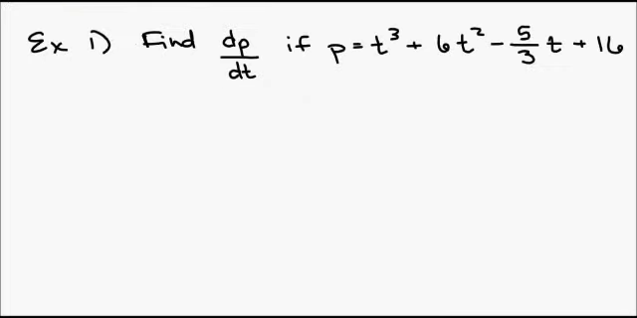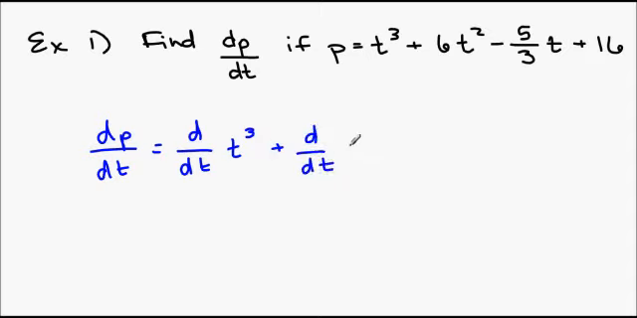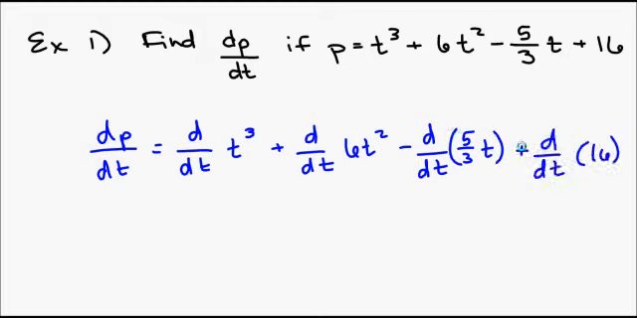Example 1. Find dp dt if p equals t cubed plus 6t squared minus 5/3 t plus 16. So we're going to use some different rules here. I'm going to break this down. I have dp dt equals d dt of t cubed plus d dt of 6t squared minus d dt of 5/3 t plus d dt of 16. So I'm really finding the derivative of each individual term here.